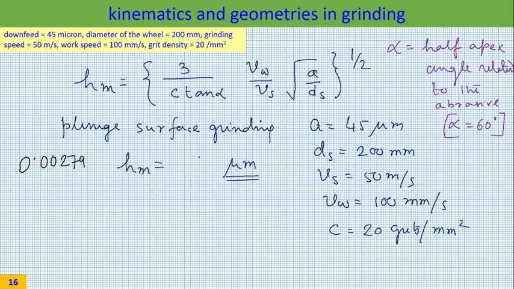Yes, sir. I got 2.79 into 10 raised to minus 3. 2.79 into 10 to the power minus 3. So 2.79 micron. Now, anybody else? I would not proceed if I do not get confirmation from at least two of you. Who was it? Gajanan. Thank you, Gajanan. Anybody else? Gajanan, please mute yourself so that the rest of the guys can also participate.